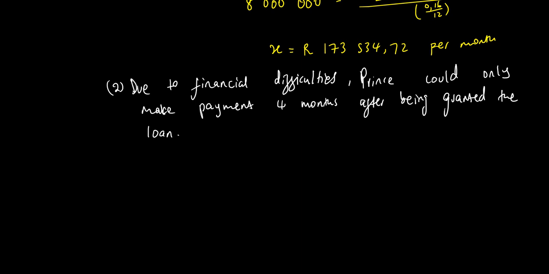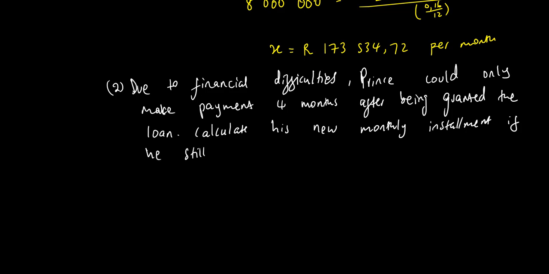So if it is like that, if I could only make payment after 4 months, they now say calculate his new monthly installments if he still wants to finish in 6 years.